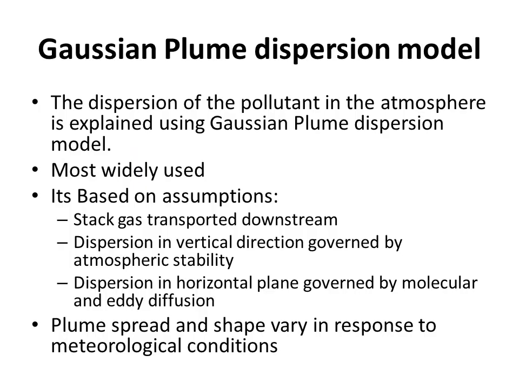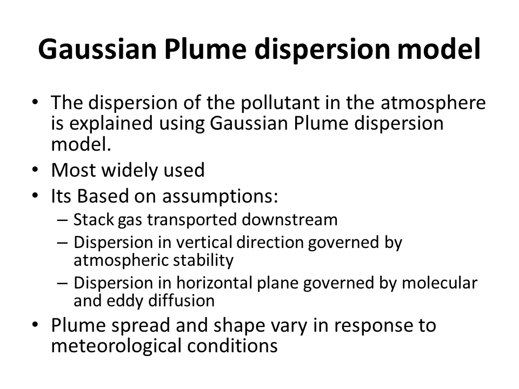The Gaussian plume dispersion model is a similar mathematical simulation method. The dispersion of the pollutant in the atmosphere is explained using the Gaussian plume dispersion model. It is the most widely used. It is based on some assumptions, like the stack gas is transported downstream, that is in the windward direction. Dispersion in the vertical direction is governed by the atmospheric stability. That is, how the pollutant is dispersed vertically upwards depends upon whether the atmosphere is unstable, stable, or neutral.